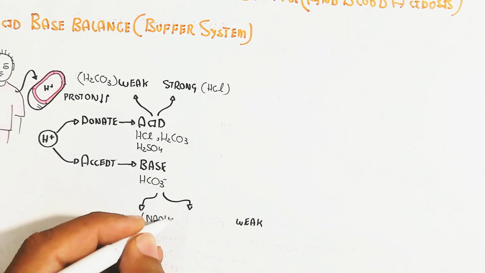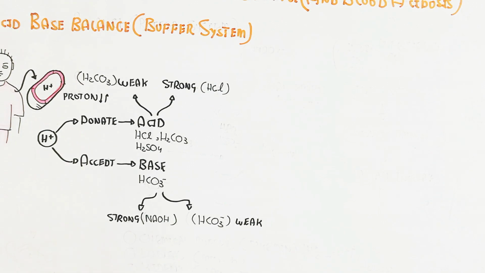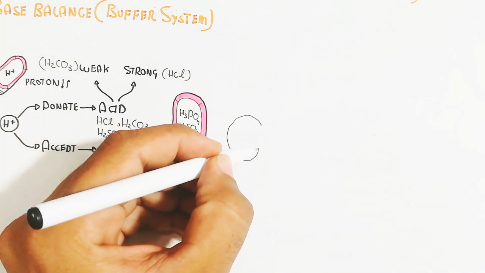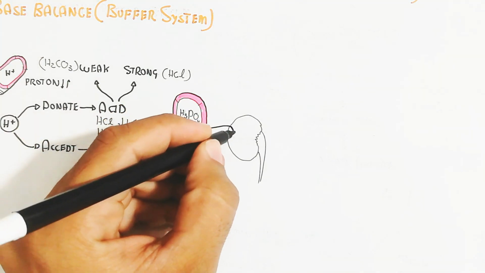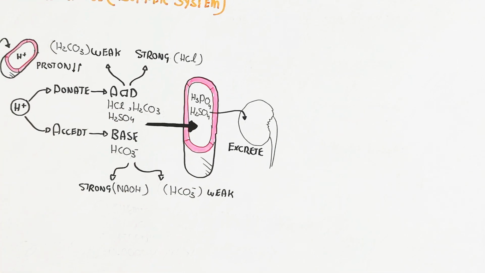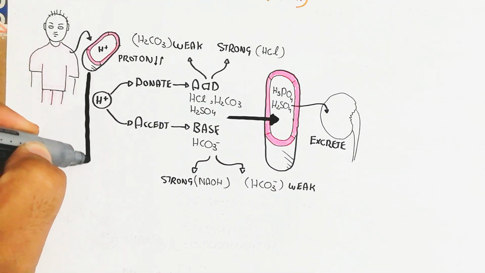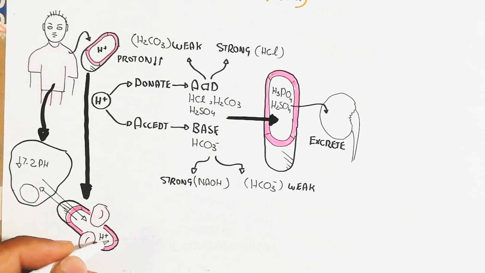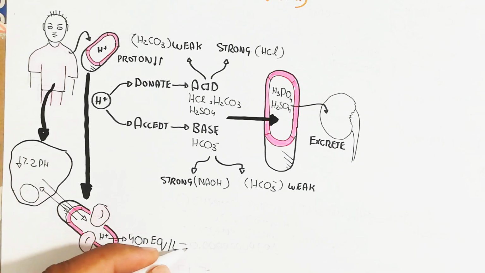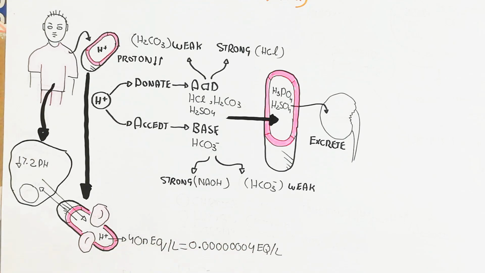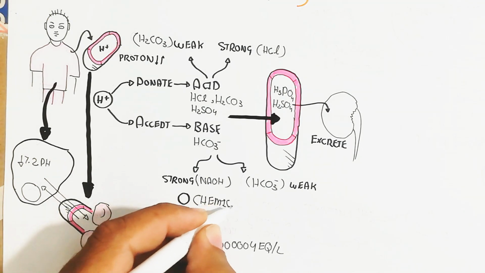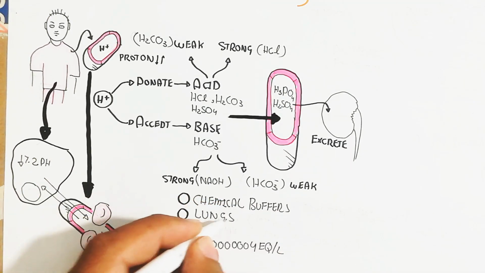A base can accept a proton. The strong base is NaOH, sodium hydroxide, while HCO3 is a weak base. Excessive acid can be excreted through the urinary system or other routes. The intracellular pH, about 7.2, is slightly less than that of the blood, while the blood contains protons at 40 nanoequivalents per liter, which means 0.00000004 equivalents per liter.